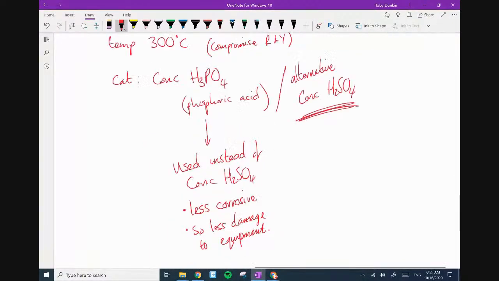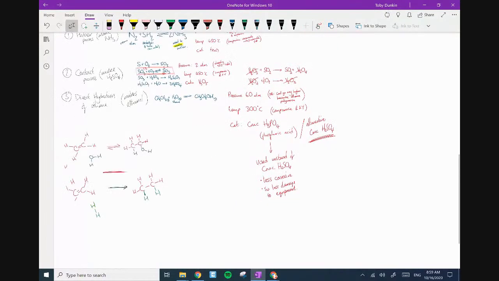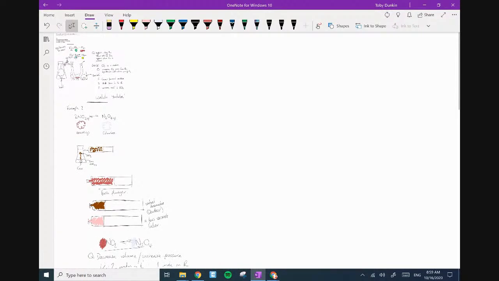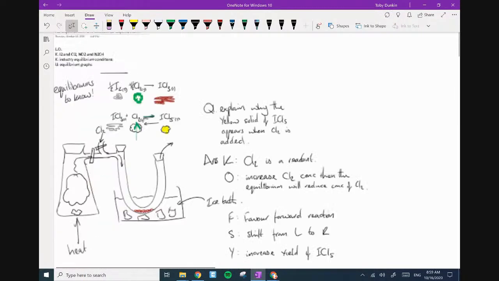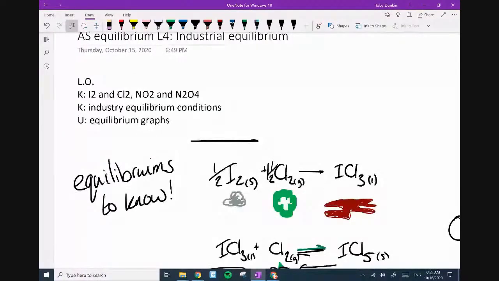That brings us to the end of equilibrium, folks. Those are all the ones you need to know. We're done. Look at that. Absolutely on time. That's amazing. Oh, no, I haven't done equilibrium graphs. Okay. All right.